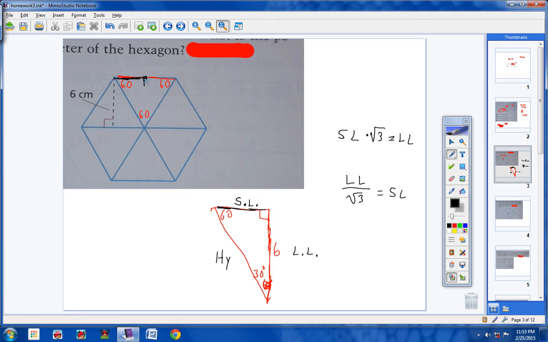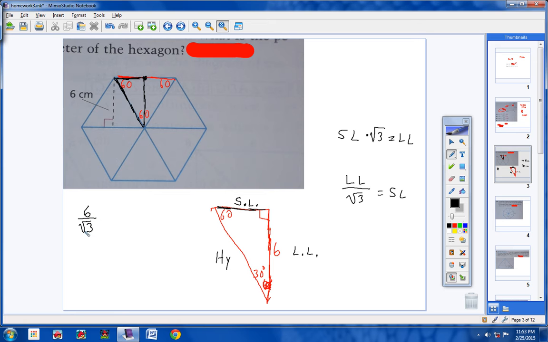So, if I can find the shorter leg right here, that would give me the distance from here to here, okay? There's my 30, 60, 90 triangle right there in black. Okay, so I can find the shorter leg. How do you find the shorter leg in a 30, 60, 90 triangle? You take the longer leg and divide it by the square root of 3. So 6 is my longer leg. So I take 6 divided by the square root of 3.